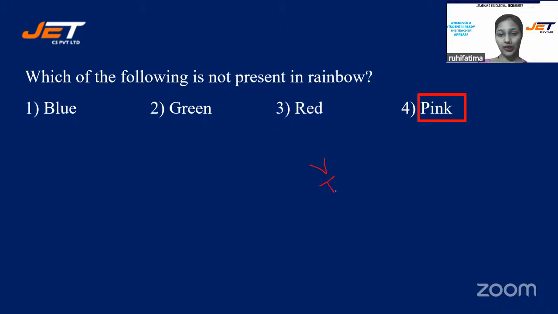Vibgyor. That is violet, indigo, blue, green, yellow, orange, and red. These are the 7 colors of rainbow. All right, students. So pink will be the correct answer. There is no pink color in rainbow. Only violet, indigo, blue, green, yellow, orange, and red. So the correct answer will be pink.